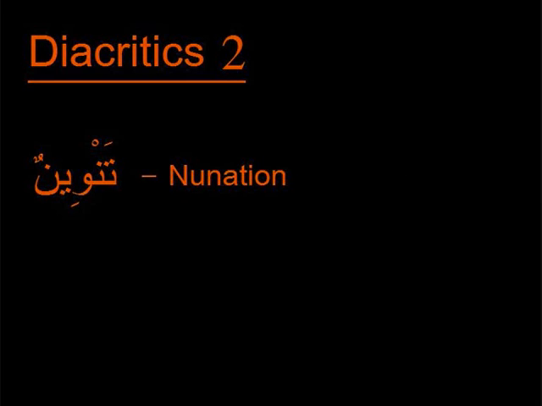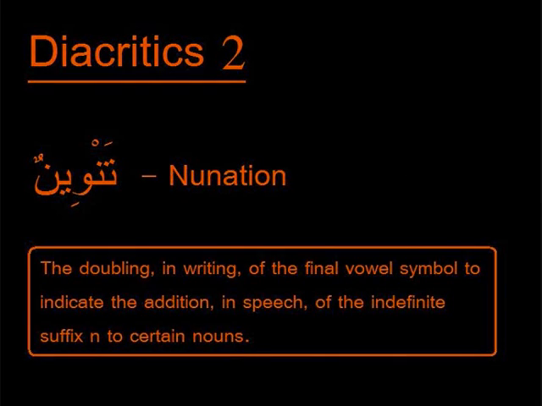Tanween is an Arabic word. It merely means the doubling of a vowel. So, two Fathah, two Kasrah, two Dhammah. Okay, it's just basically doubling, writing two vertical strokes above the letter if it was a Fathah, for example. Just doubling. Now, the English translation of the word Tanween is nunation.